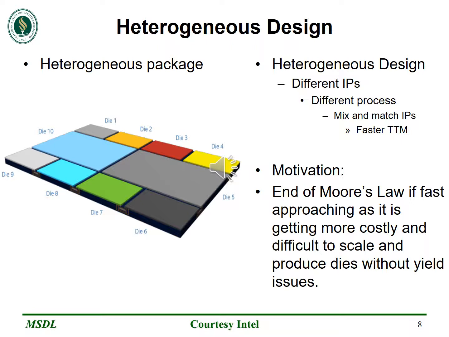The slide explains the heterogeneous design, and we can also clearly see in the picture that different IPs can be packaged onto the same system. Suppose die 1 and die 2 are of different IPs, they can be packaged onto the same system. Not only that, each IP can be independently packaged on a different process node. This is useful for capturing the market. And we can also see how Intel recently made a deal with AMD and integrated their GPU using heterogeneous technology to compete in the market. We can also see that Moore's law is the motivation here, because as the days go by, it is becoming very costly and difficult to scale and produce dies without yield issues.